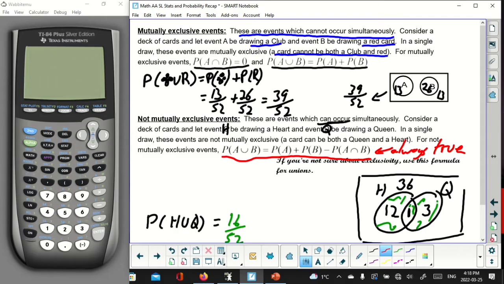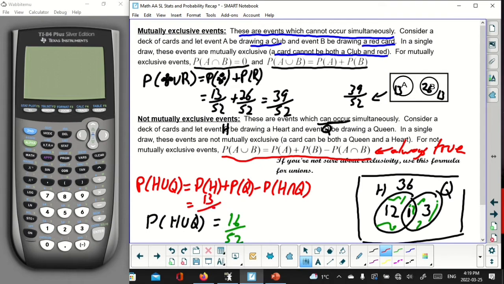If you're not sure about exclusivity, use this formula. If we were to use it for this one, hearts or queen, we'd say probability of hearts plus probability of queen minus the probability that it is both heart and queen. In terms of numbers, there are 13 out of 52 that are hearts, there are 4 out of 52 that are queens, and the reason we have to subtract off is that we have double counted the queen of hearts, the one that's both a queen and a heart.